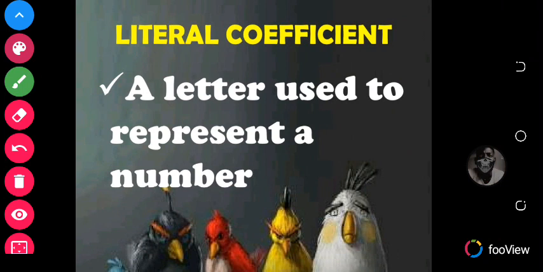Let's look at the literal coefficient. A letter used to represent a number. An example is when you have a letter like x equals 1. This becomes the literal coefficient. The literal coefficient is the letter representing the number.